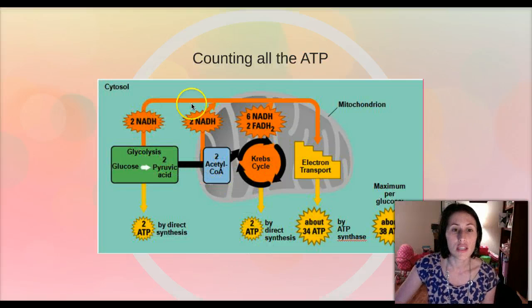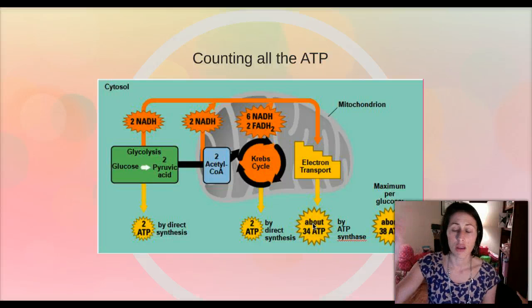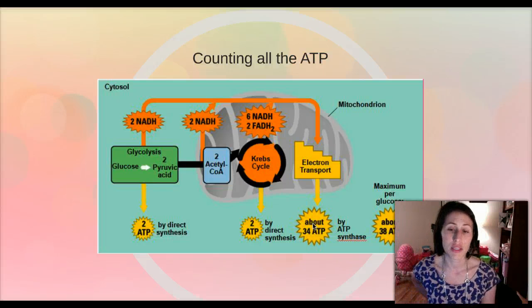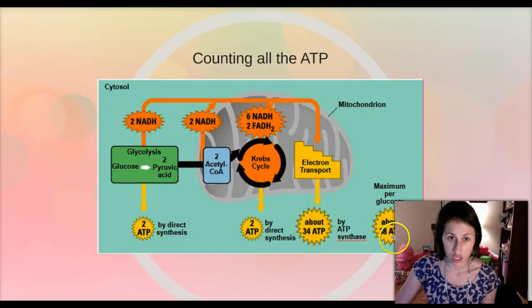Now, all of these electron carriers are going to the electron transport chain, and this is where we get most of our ATP being made, okay, through that whole process, the hydrogen concentration gradient, those hydrogens moving through the ATP synthase, okay, and it makes about 34 ATP. So the maximum amount of ATP that we can make per glucose molecule is 38. That's a ton. That's a ton.